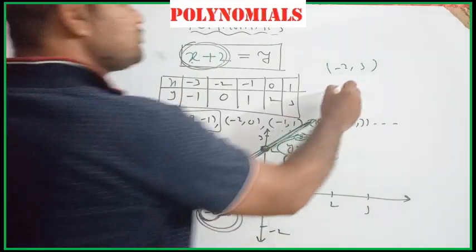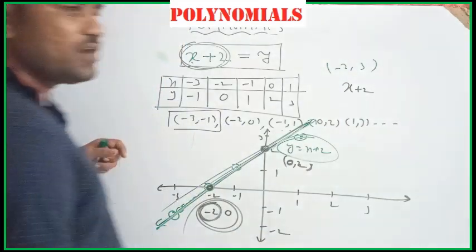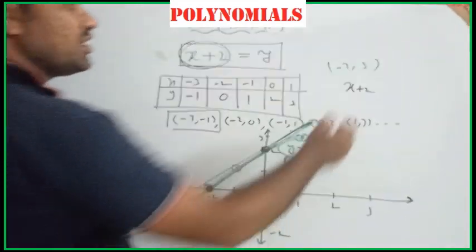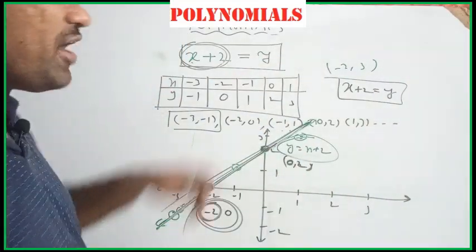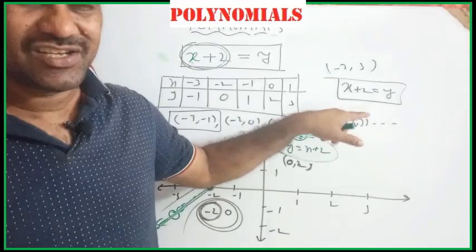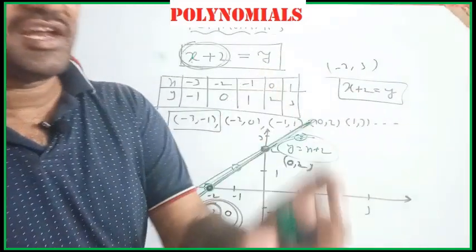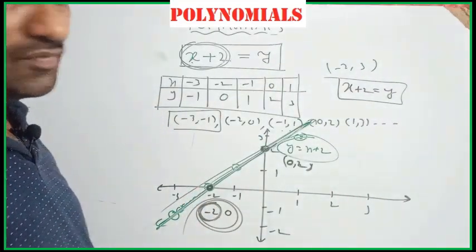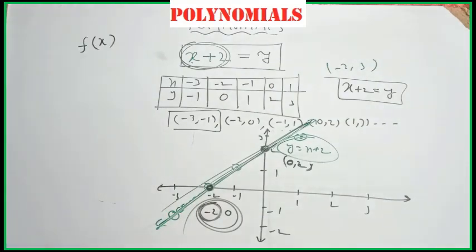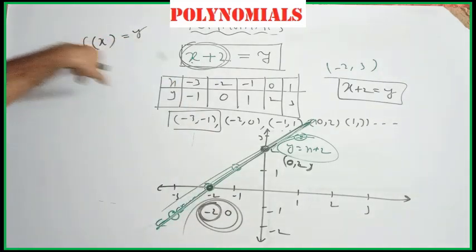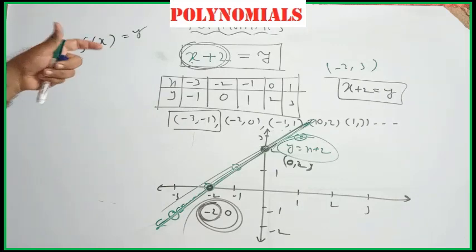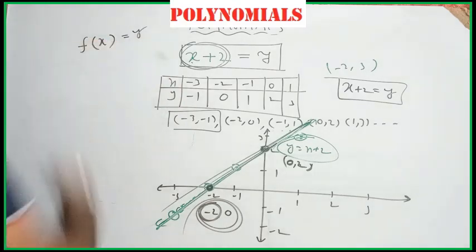Understood? So x plus 2 is given. We want to find its zero graphically. The result is taken as y. Draw the graph of y equal to x plus 2; where this graph intersects the x-axis, that x coordinate is taken as its zero. Understood? So, generalization. We want to find the zero of the polynomial f of x. So f of x is taken as y. Now this is an equation in 2 variables. It may be second degree or third degree, whatever it may be. Now draw the graph of y is equal to f of x.